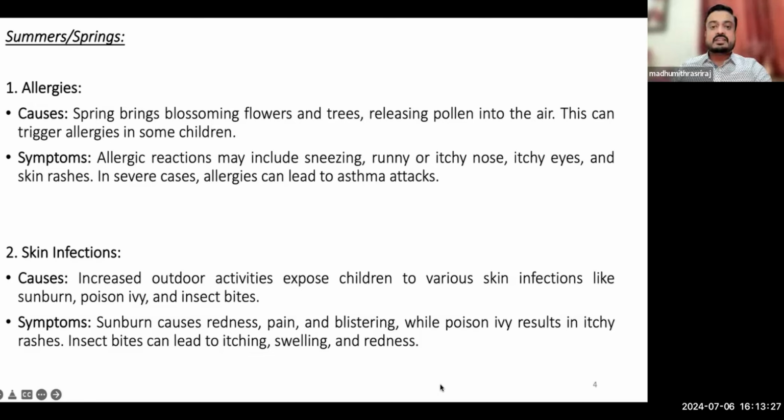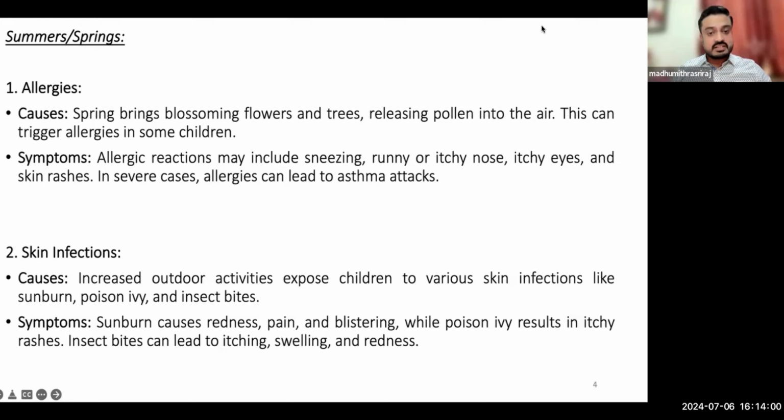Children who are allergic and asthmatic can present with asthmatic attacks. They can come with difficulty breathing. We have seen children coming with impending respiratory failure. What can be done during these conditions, the prevention part, will come later. We'll just understand what are the common conditions that can be present in summers.